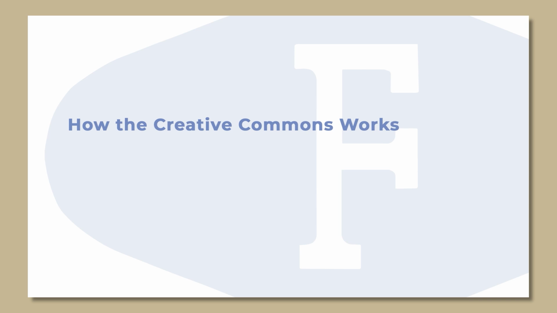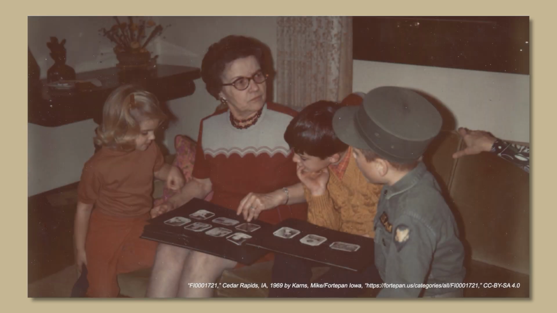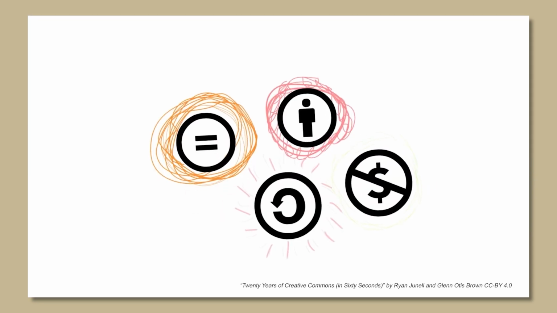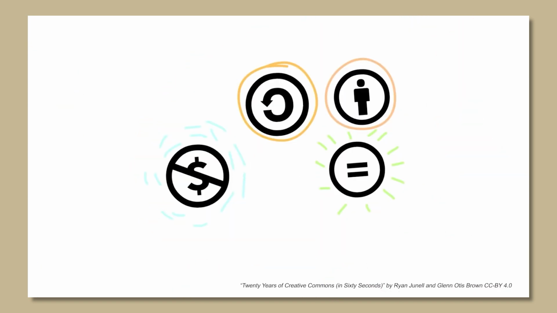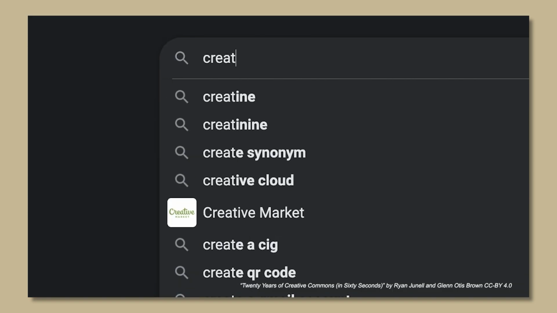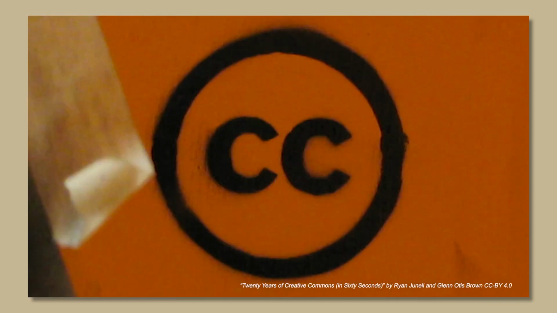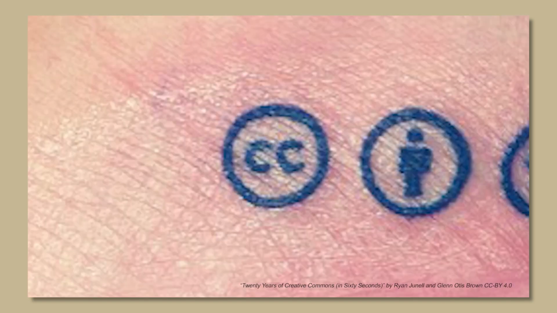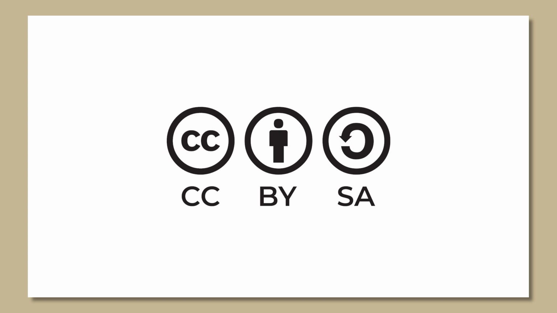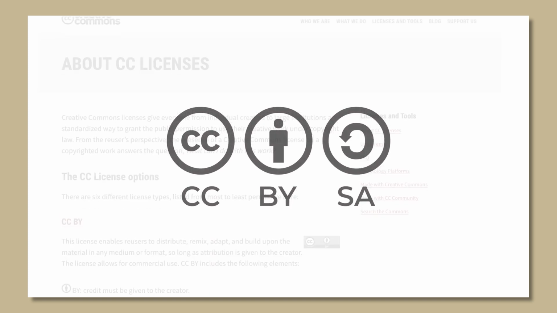How the Creative Commons works. Fortifun Iowa is entirely based on the ethic of sharing. Our project is part of a growing global movement called the Creative Commons, which has, through a nonprofit organization, developed a set of licenses that are layered on top of copyright to help people determine the conditions on which their work can be used. Because we aim to encourage sharing and engagement with the collection for the greater good, we have chosen the liberal Creative Commons Attribution Share-alike 4.0 license, abbreviated CC BY SA 4.0, for every Fortifun Iowa image.